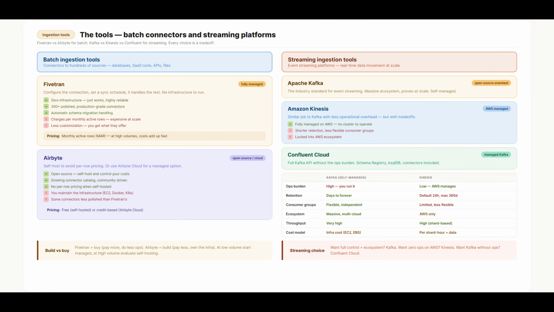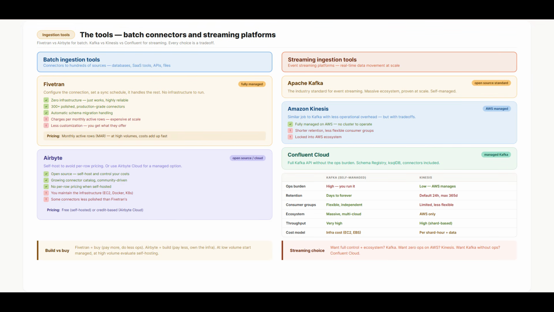Airbyte is open source. You can self-host it and avoid per row pricing. But now you're responsible for running and maintaining the infrastructure. Connectors can be less polished than Fivetran's. It's a classic build versus buy trade-off.